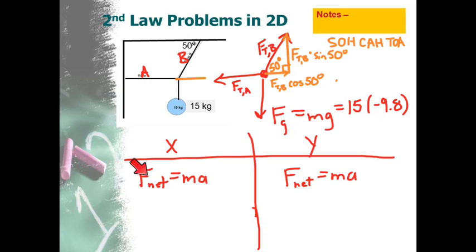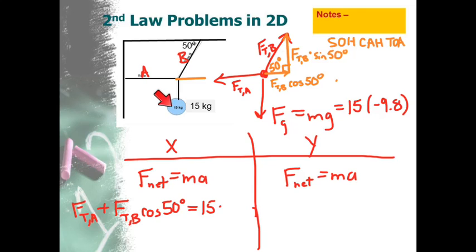So let's write down what our net force is. Our net force is equal to the tension in rope A plus this force right here, the force due to tension in rope B times cosine of 50 degrees. And that equals my mass, 15 kilograms, times acceleration.